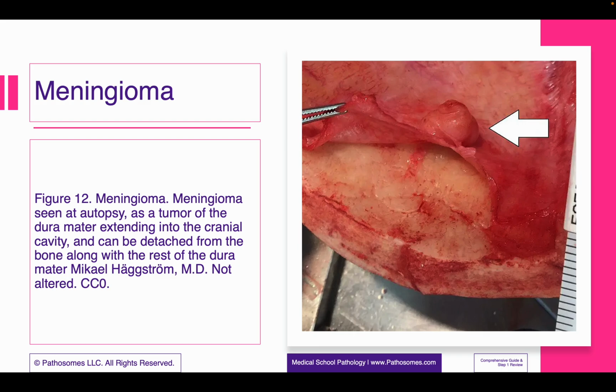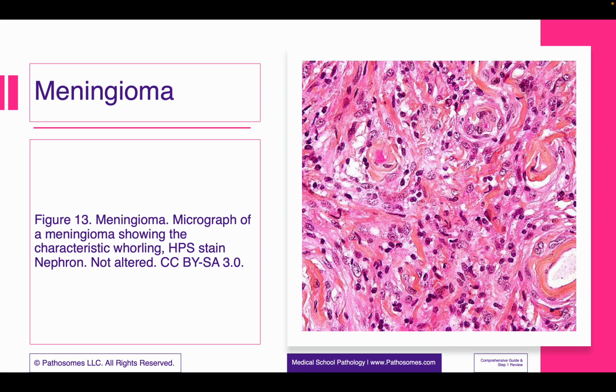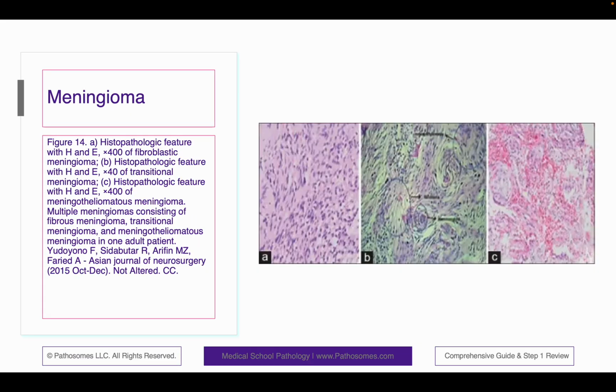And here we have gross pathology from an autopsy. You're looking at a skull that was removed. There's dura on it, and you can clearly see the round spherical pedunculated lesion that we define and diagnose as meningioma. And here we have a micrograph of a meningioma showing that characteristic whirling pattern. And here we have more histology showcasing that whirling pattern.